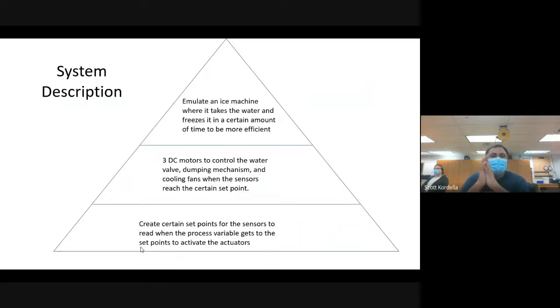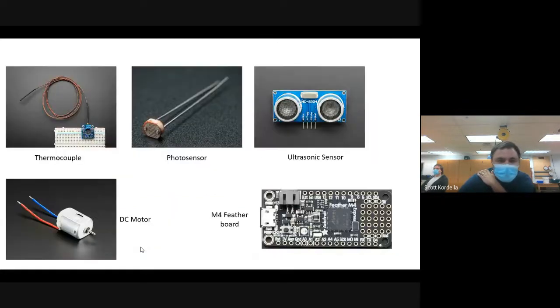So this is my system description. The main thing I needed to work towards was to emulate the ice machine, where it takes the water and freezes it in a certain amount of time, to be more efficient. As I said, I had the 3 DC motors to control the water valves, the dumping mechanism, and the cooling fans, and then created certain set points for the sensors to read, so that when the process variable gets to the set points, it activates the actuators. The bottom part shows all the sensors that I've used, the motors, and the feather board.